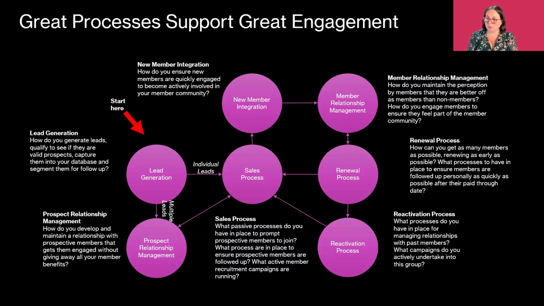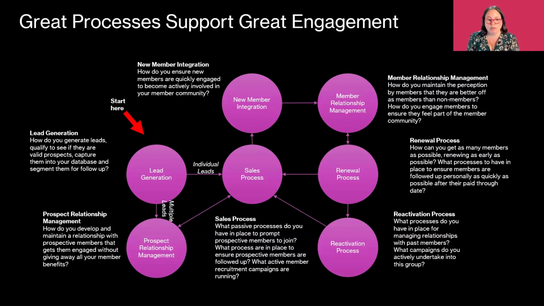One is, where do you generate your membership leads from? So do you get it from picking up details of events? Is there a collection on your website? Do you get business cards? Do you go to student events? So where do you get the leads? How do you generate them? Then how do you capture them into your database, and how do you classify them for future follow-up?